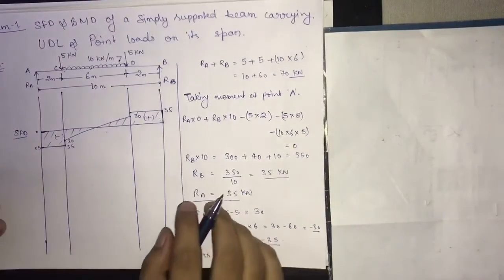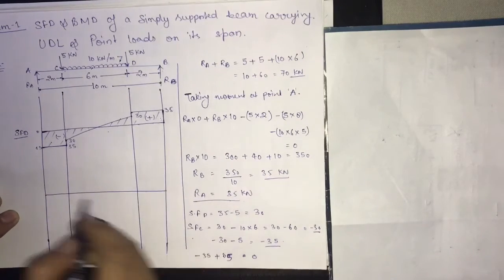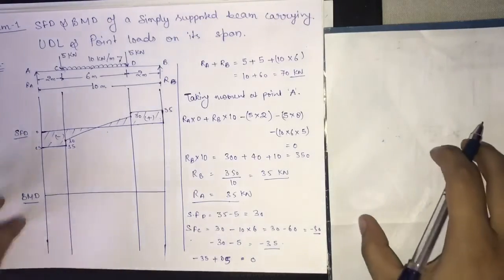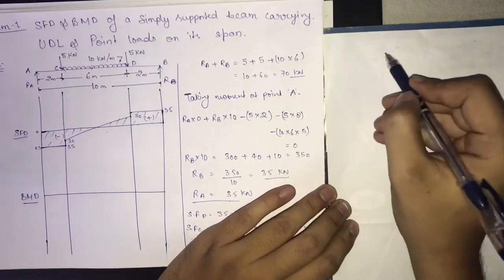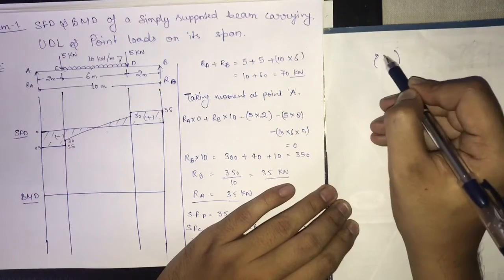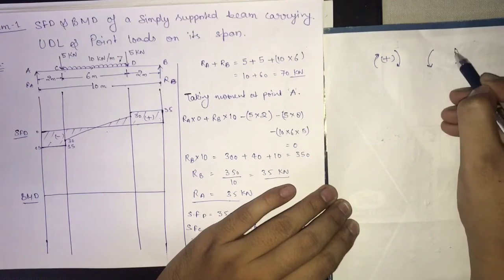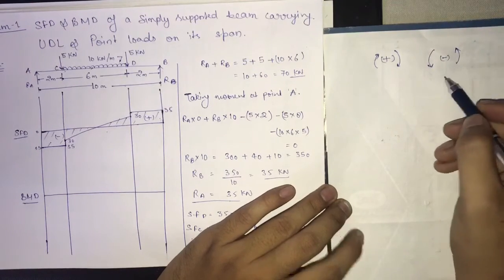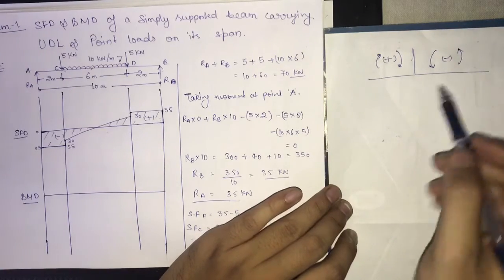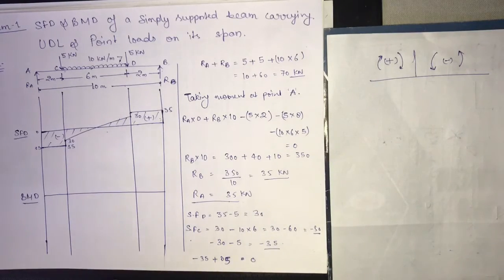So guys, now let's draw the bending moment diagram of this beam, BMD. And first we have to take the sign conventions. So we will take clockwise forces as positive and anti-clockwise forces as negative. So this is our sign convention, and we will follow this convention in the calculation of bending moment. So let's get started.